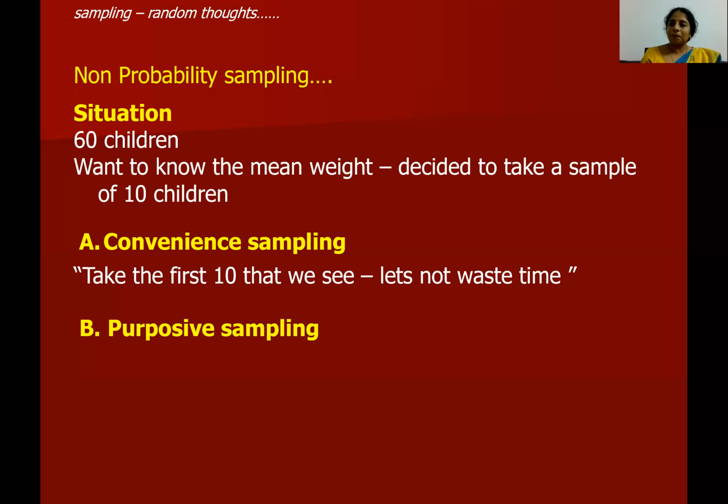And what is purposive sampling? You know that by looking at people, you can decide whether the person is fat or thin. And if you have done a convenience sample and you happen to pick up 10 obese people, you find that your mean height is not correct.